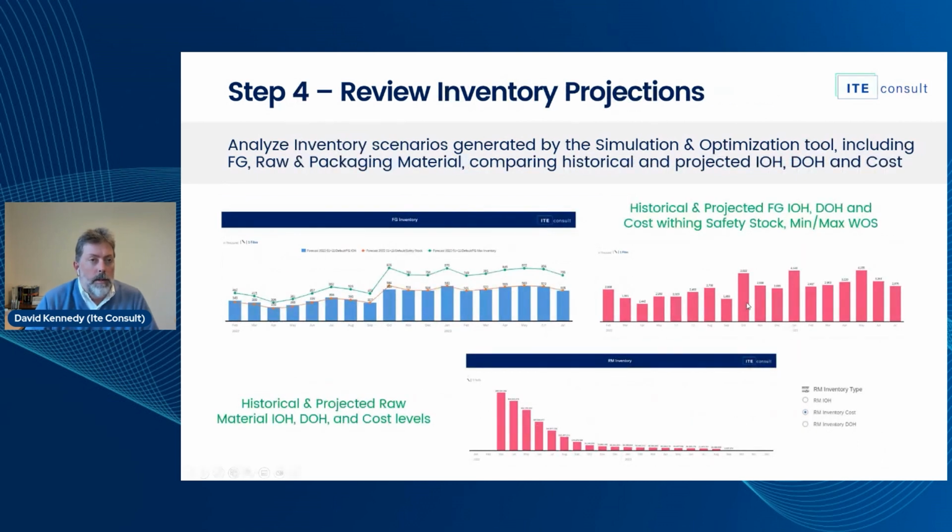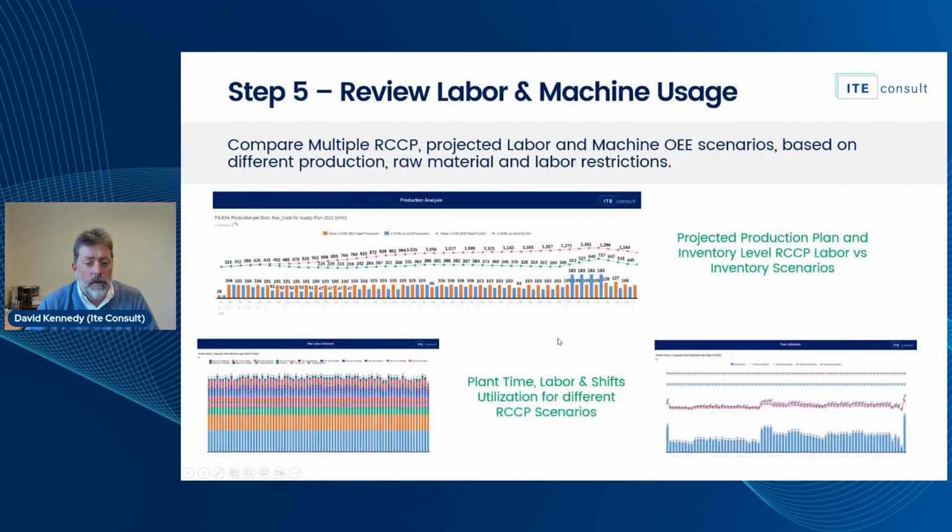The next view that they will look at is the inventory projection. So what's my inventory on hand, or my days on hand, and what is my cost of the inventory, and how my historical cost is going down. I started with a very high inventory, and this is one of the biggest results that they got from the system: reducing the inventory to safety stock levels. That was a big saving for the company.